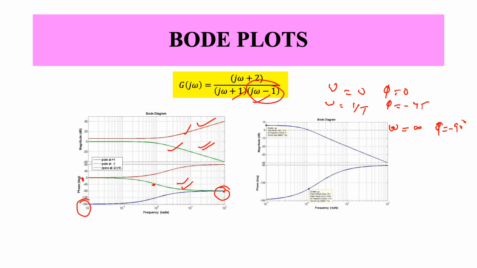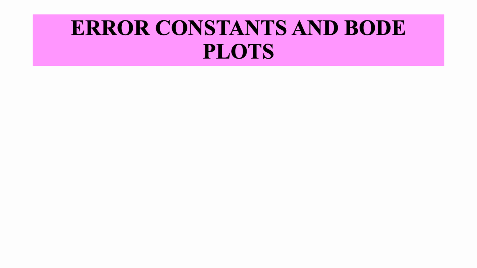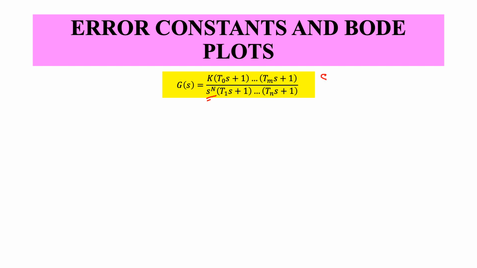So how does the overall system look like? This is the overall system's Bode plot, so the overall transfer function will look like this. Okay, so now we will discuss error constants and the Bode plot. How does a typical transfer function look? I write it in sinusoidal form. I have a K, the set of zeros, the set of poles, and then poles at the origin. To get the sinusoidal form, I just replace s with j omega.